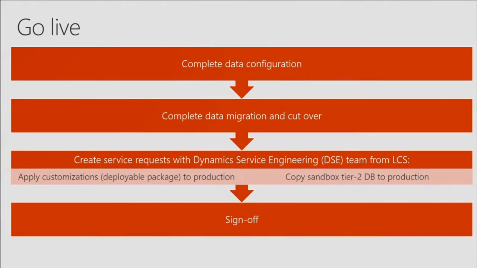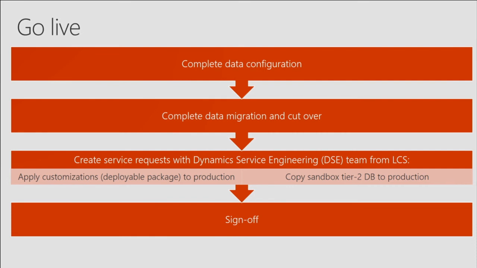Once you have completed this, you have done a cutover, you have a cutover plan, you have done cutover testing and sign-off. This is how you go live. This is the process, or an overview of the process, of how you're going live. You complete data configuration, you complete your data migration and cutover, and then you create service requests with the Dynamics service engineering team, which is what we call our DSE team.